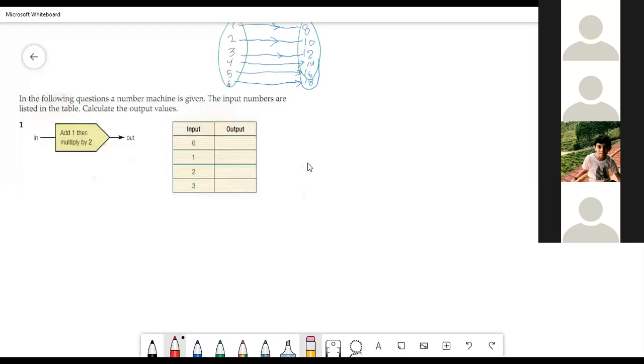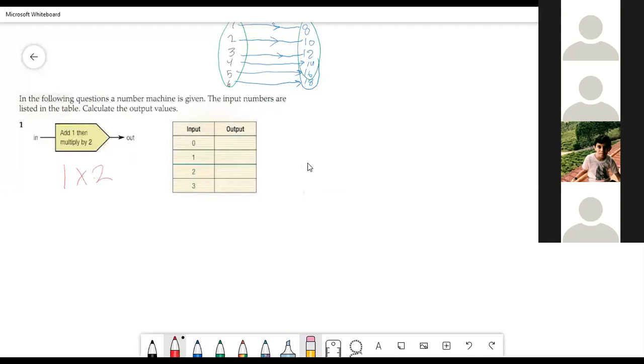So who can describe this rule? Who can tell me what is the rule here? For example, add 1. What is the operation? Plus 1, then times 2. Yes, times 2. Like this?